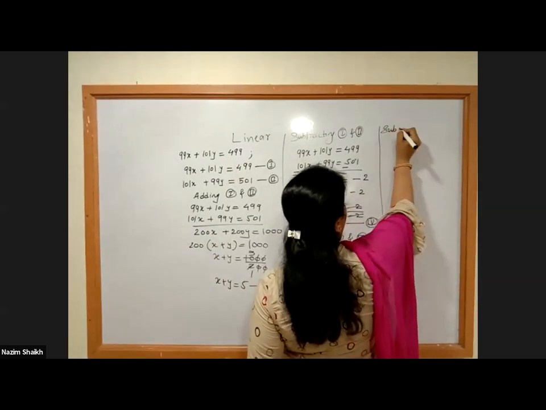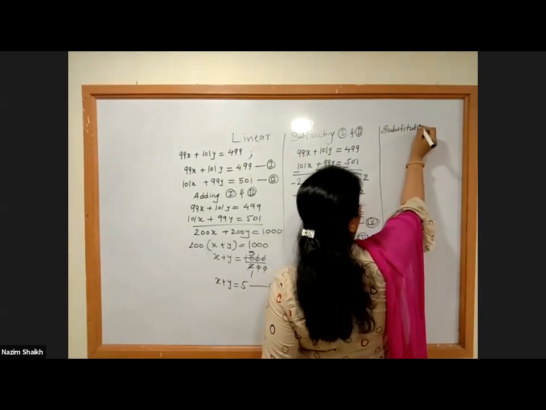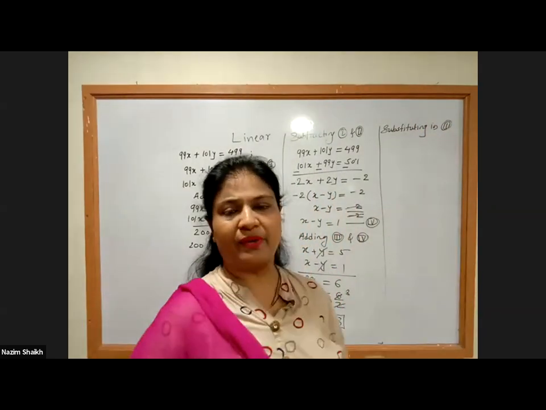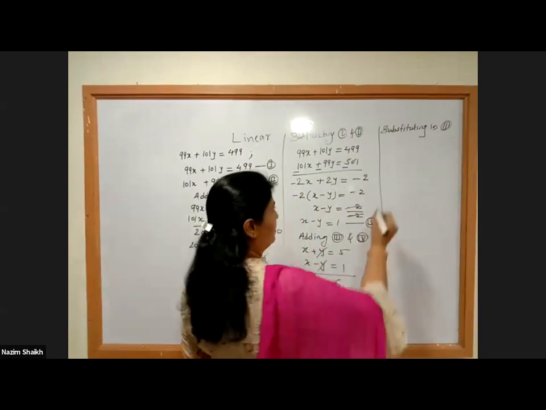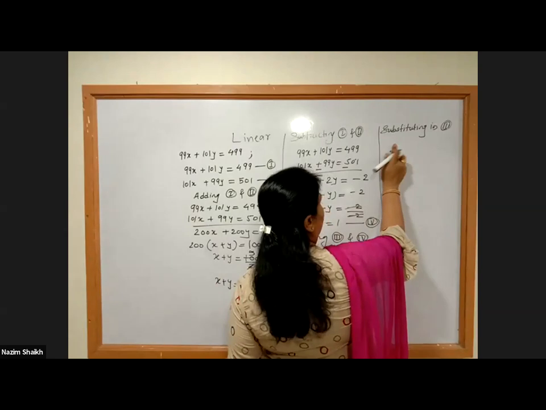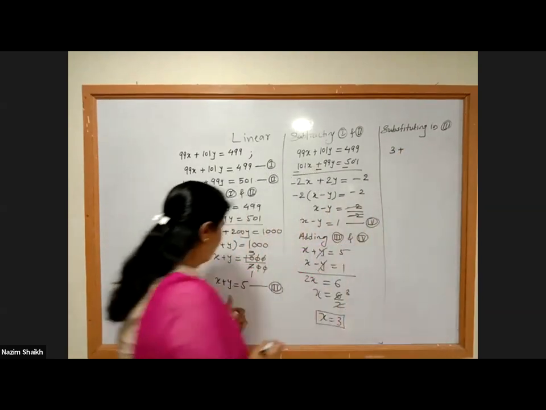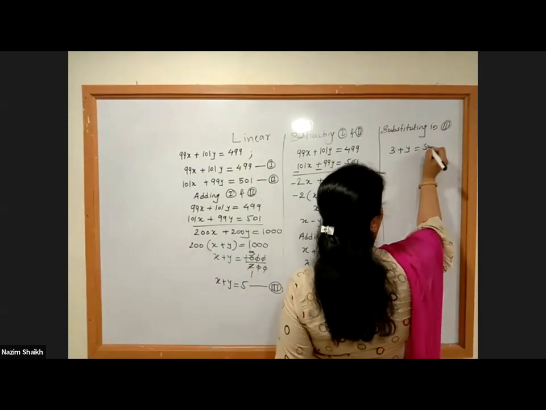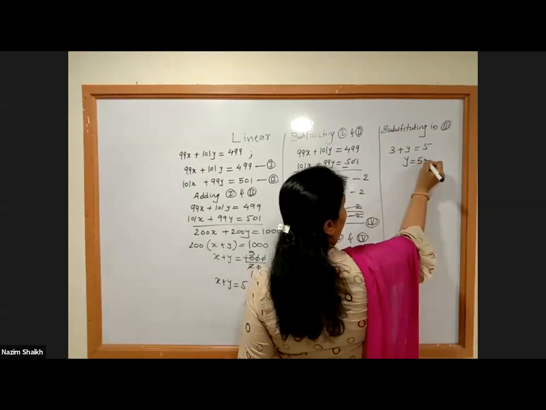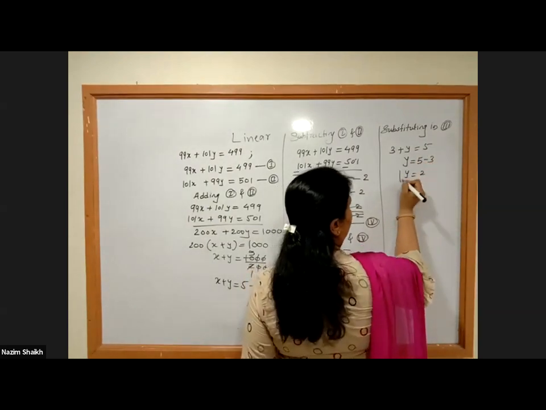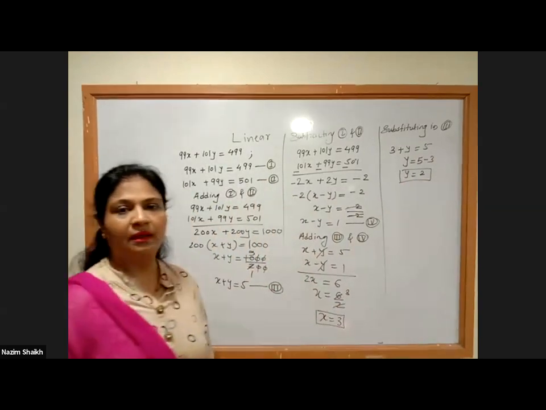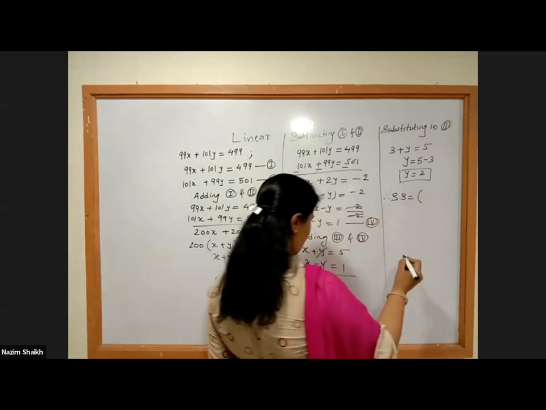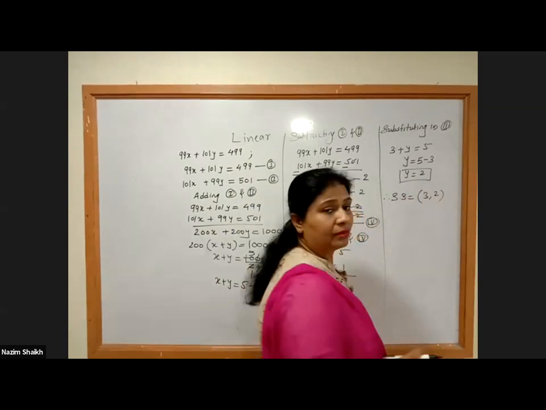So substituting in, of course you have now the choice of equations 3 and 4, very simple equations, you can substitute in them. So x plus y means 3 plus y is equal to 5. So y is equal to 5 minus 3. Y is equal to 2. Very good, and therefore we got our solution set as (3, 2).